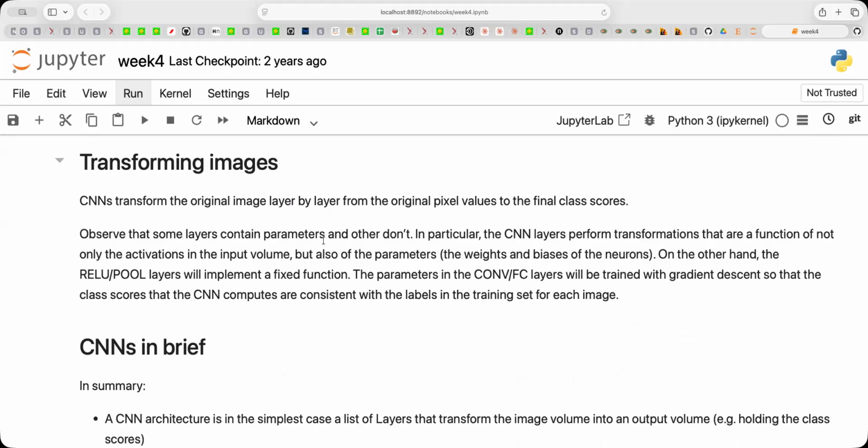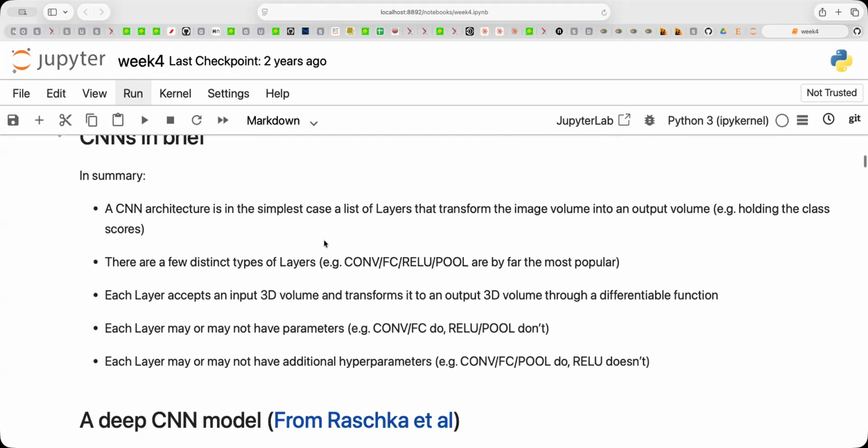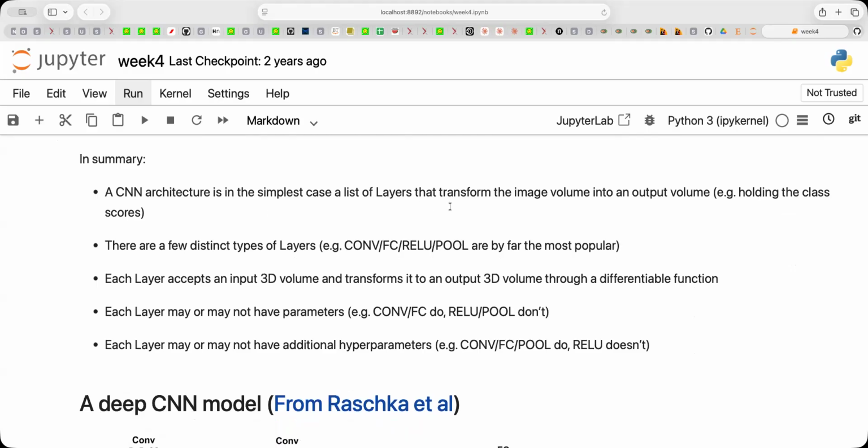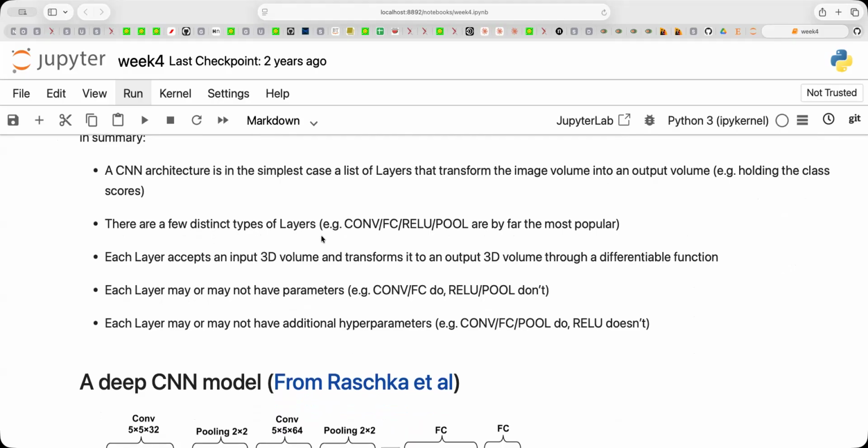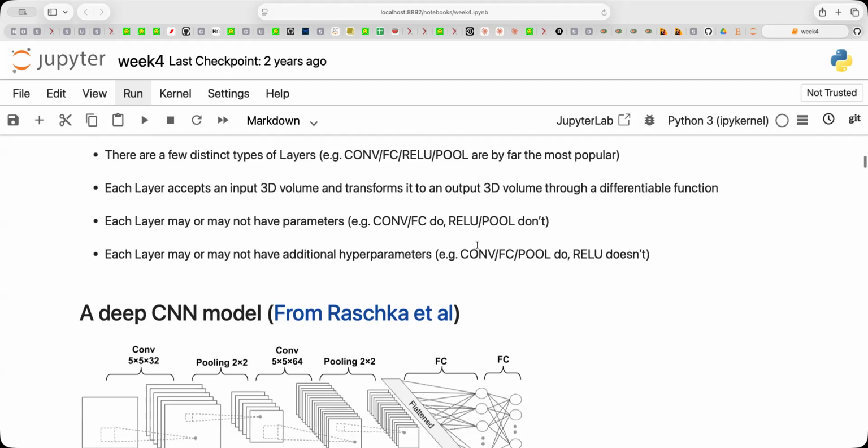Some layers of the convolutional neural network contain parameters, and some do not. So the ReLU part does not contain parameters to be trained. It has only hyperparameters. The max pooling has only hyperparameters, etc. So some of the parameters are being trained and some are fixed. So a CNN is the simplest case: a list of layers that transform an image volume into an output volume. There are a few distinct types of layers: convolutional, this feed-forward part, the ReLU, the pool. These are the more standard ones.